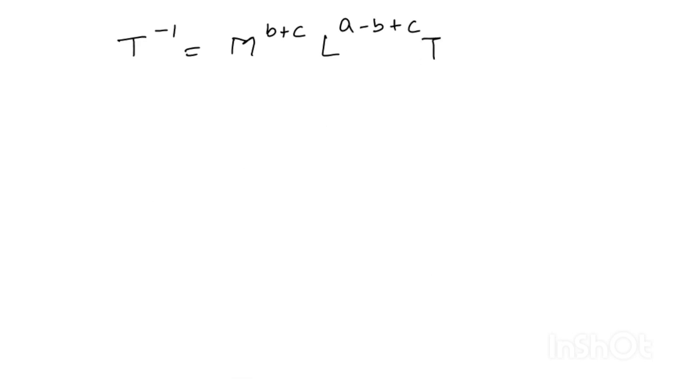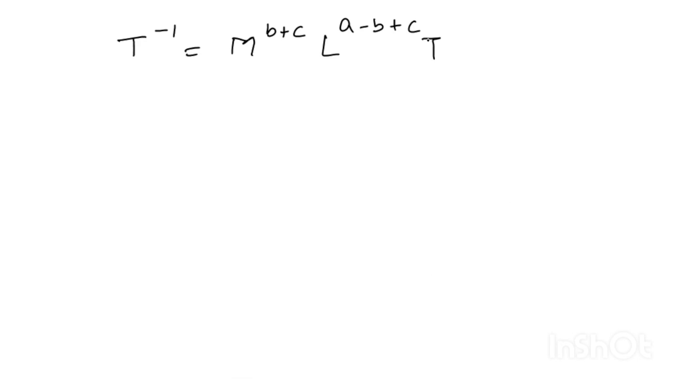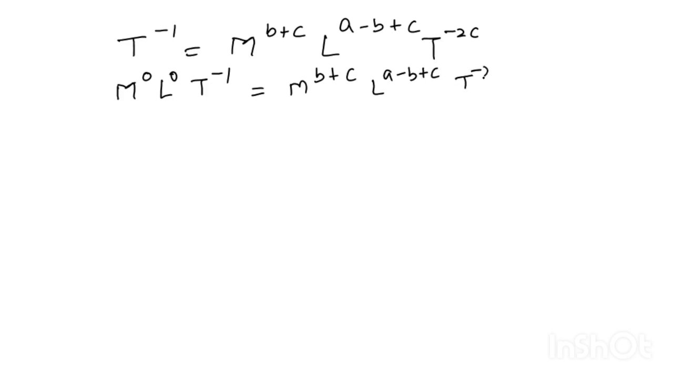Now come to third term T power minus 2C. Only there is one term of the T. So this we write T power minus 2C. Now on the left hand side there is only one term, T power minus 1. So we write M power 0, L power 0, T power minus 1. So here M power B plus C, L power A minus B plus C, T power minus 2C.